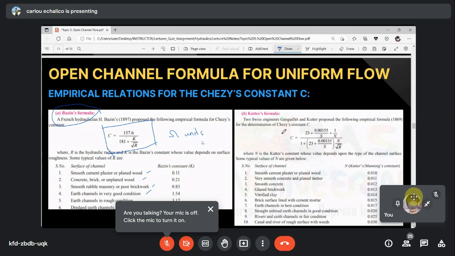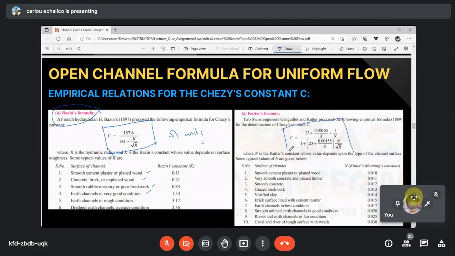Another one is Kutter's formula, which is in terms of N only. The N again depends on the kind of surface of the channel, whether smooth, brickwork, or clay. It depends on that, although of course it is usually given.